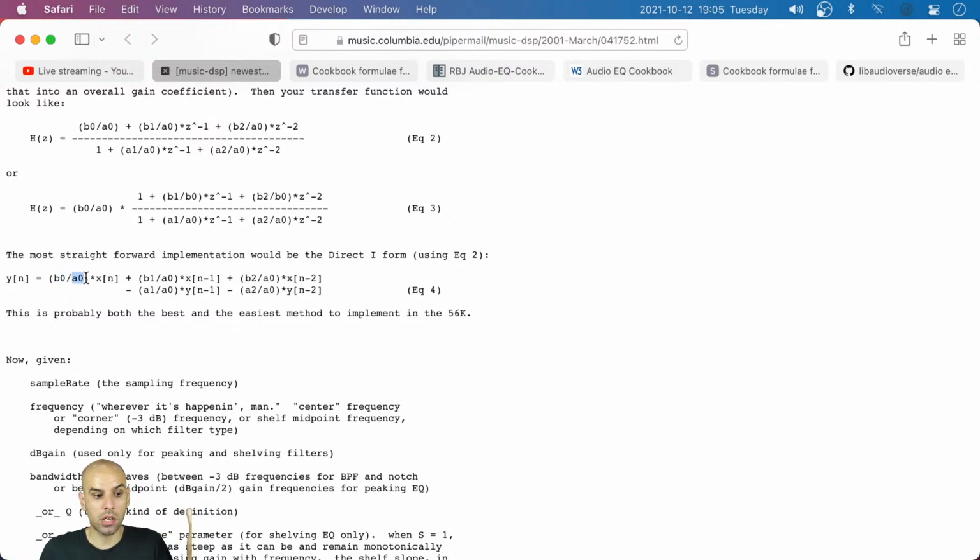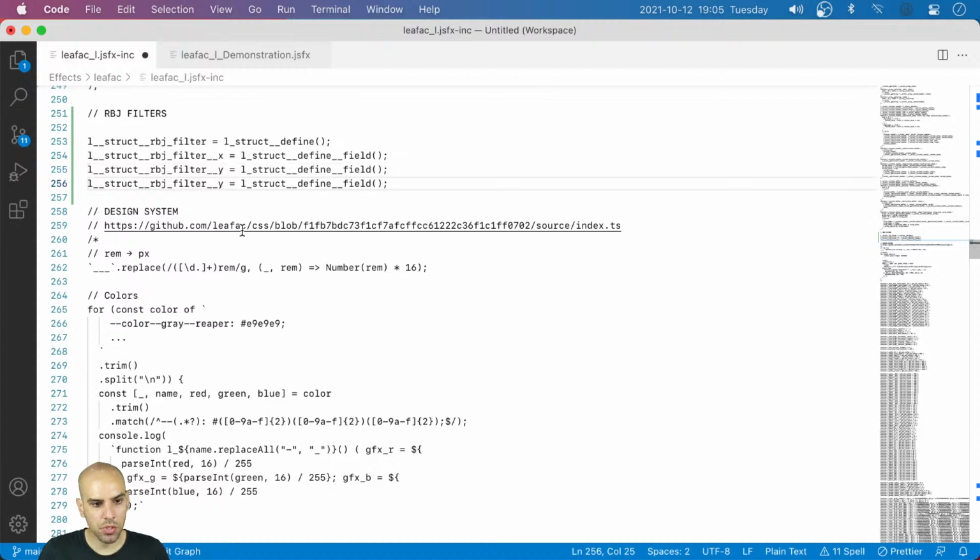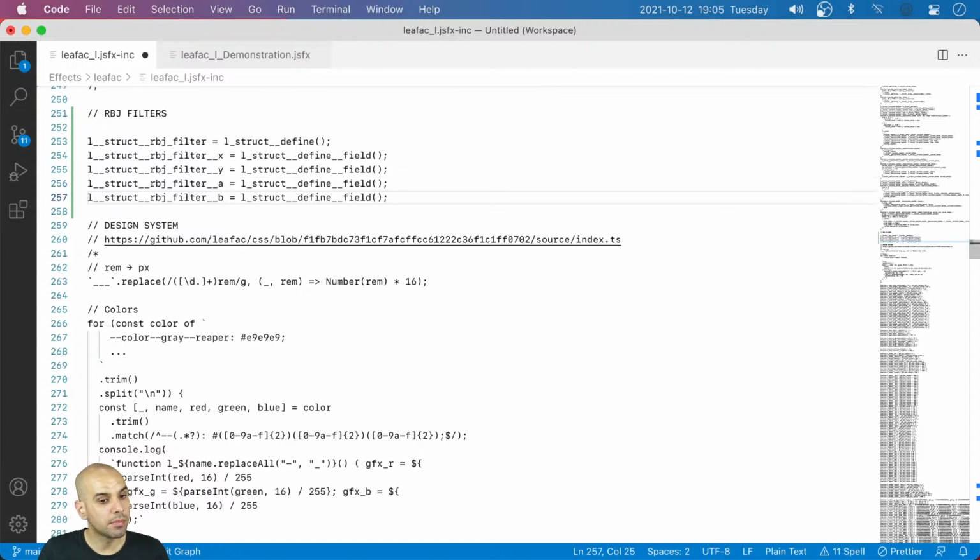So what we are doing is we are normalizing the coefficients, so we don't need to store A0. We are going to normalize stuff so that we don't need to store that. So we only need to store B0, B1, B2, A1, A2. So those are the coefficients we need to store. So maybe I would just have something like A and B.